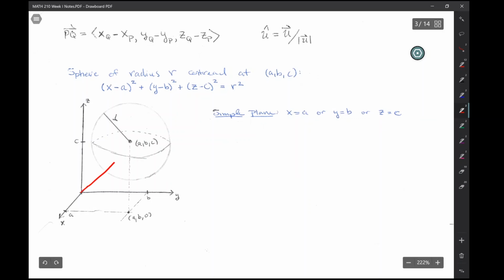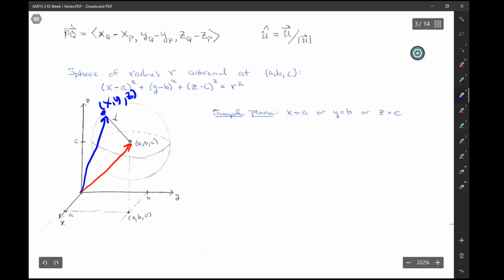Well, think about a vector that starts at the origin and goes to (a, b, c). And think about, say, a point on the sphere. Say we have this point here. Let's just call it (x, y, z). And let's draw our vector up to that point there.